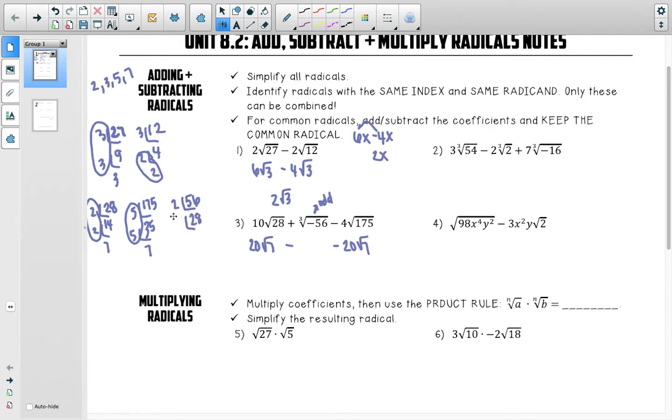And that's also divisible by 2, which gets you 14. That's even, so it's divisible by 2. And then you're left with 7. Okay? This is a pair. That gets kicked out to the outside. And the 2 and 7 stay on the inside.